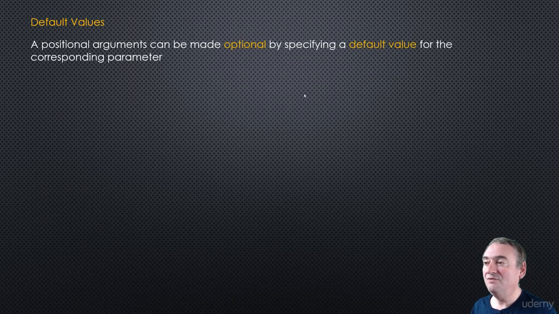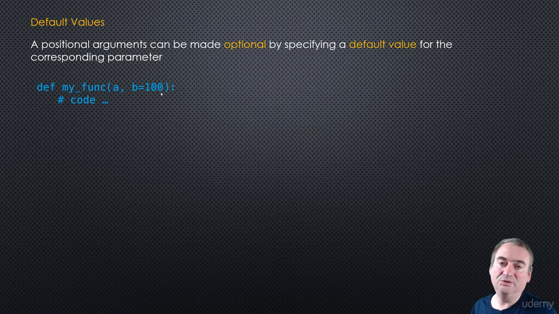Now we can define default values, and if we specify a default value on a parameter, we are essentially creating an optional argument. Let's take a look at an example. Let's say we define myfunc with a, b, but now we also write b equal to 100. This is how we specify a default value for a parameter. So we're basically saying if the caller doesn't specify b, then set b equal to 100. So how would we call this function?